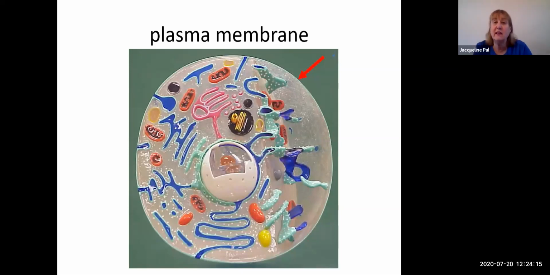And so basically in this section, we're just going to use two different cell models and go through the various structures as you learned about in lecture. As you know, the outer part of the cell is known as the plasma membrane. So it's just going to be the outermost part on a model.